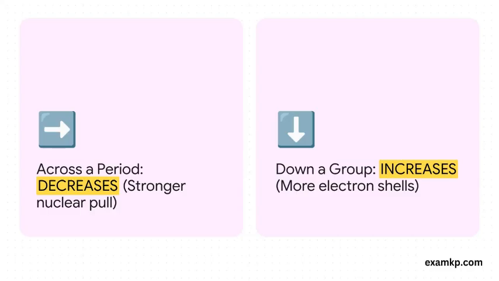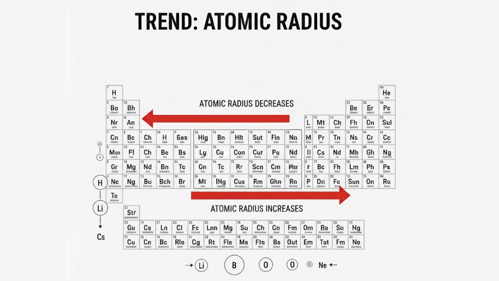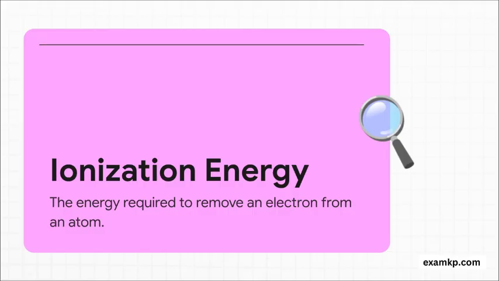Okay, so here's the part that might seem a little backwards at first. As you move from left to right across a period, the atoms actually get smaller. Why? Because you are adding more protons to the nucleus, and that creates a stronger magnetic pull, yanking those electrons in tighter. But as you go down a group, the radius gets bigger because you are adding whole new layers, whole new electron shells.